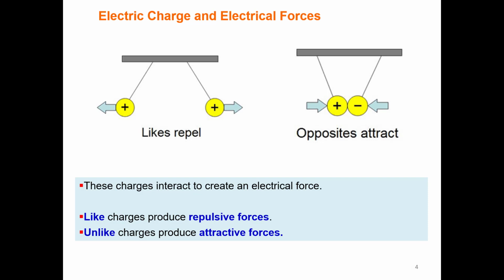When these two charges interact, they create an electric force. Like charges produce a repulsive force, so if two positive charges interact, they will be repelled, as shown in this picture. But if unlike charges interact, as we show in this picture, they create an attractive force. Like charges will be repelled and unlike charges will be attracted.